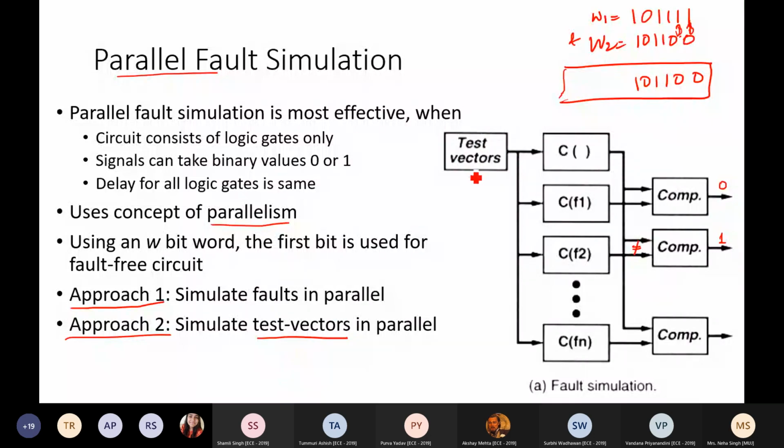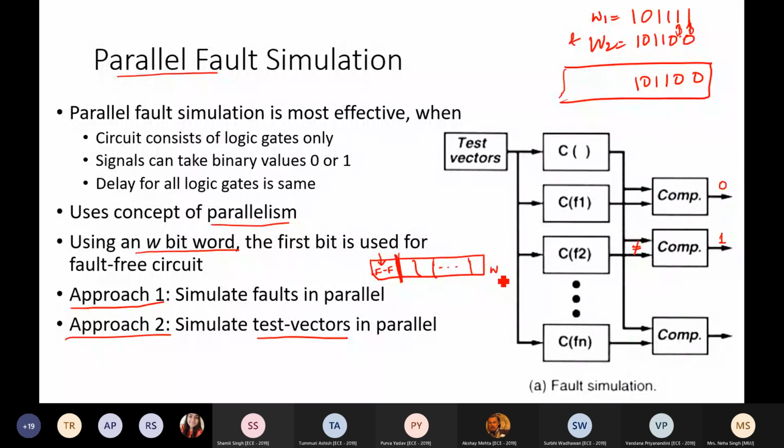या तो multiple test vectors एक साथ हम use करें या multiple faults हम एक साथ use करें. But every time, say we are using W bit word, it means जो input हमारा जाएगा, that is having the fixed length of W bits. अगर W bits है, we always reserve the first bit for fault free circuit. Whatever is the output or the test pattern for fault free circuit, we put the first bit for that case. उसके बाद हम सारे faults consider करते हैं या rest of the test patterns consider करेंगे for detecting the fault.